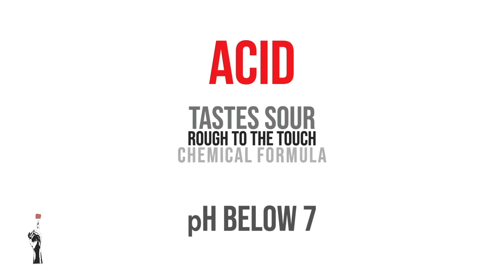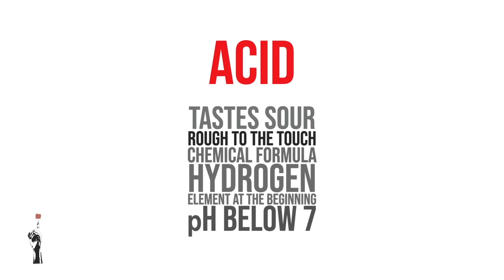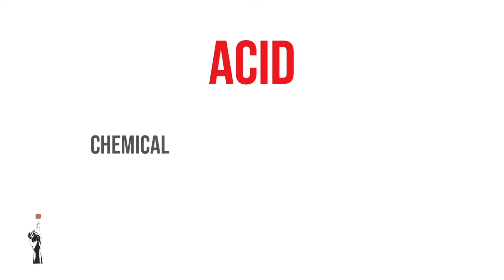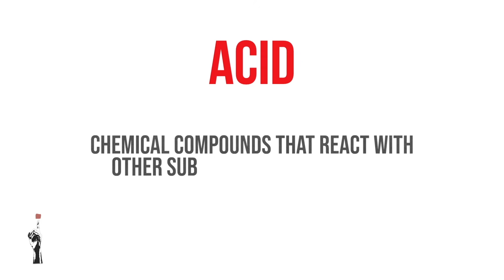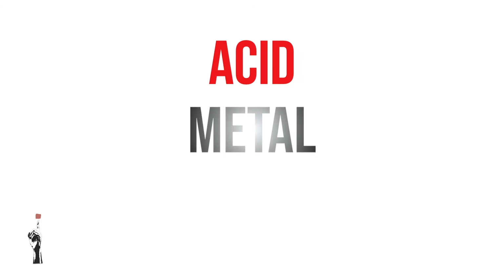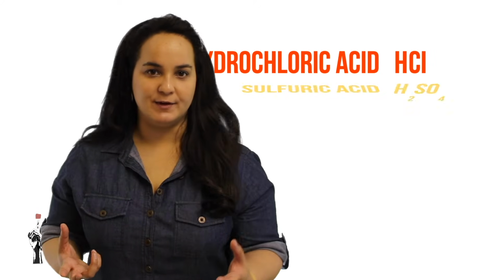The chemical formula is also an indication whether a substance would be an acid, as acids usually have a hydrogen element in the beginning of their formula. But what is an acid really? Acids are chemical compounds that react with other substances such as metal. They are corrosive, that means they eat away at the metal, breaking them down and weakening it. The most common acids we use in the laboratory are hydrochloric acid and sulfuric acid.